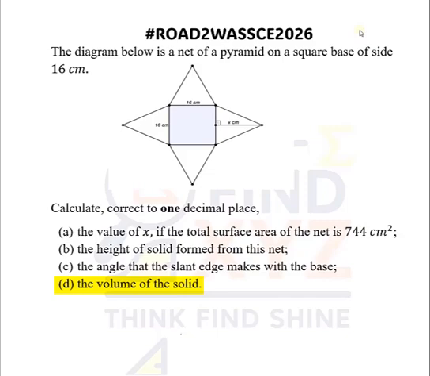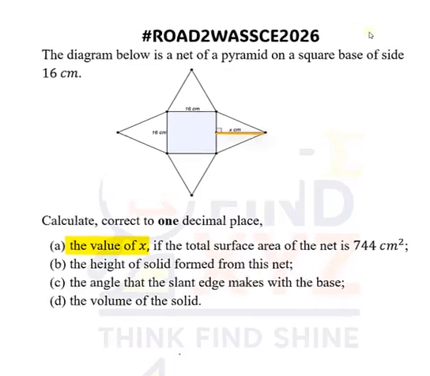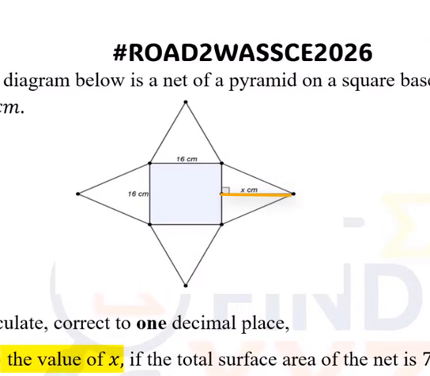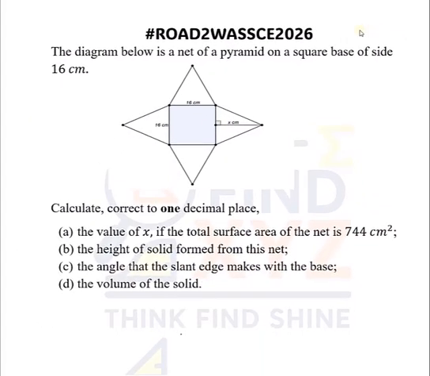Now the first thing, the value of x. What does x represent? x represents the height of the triangle. Since the triangle is attached to the square and the square has side of 16 centimeters, it means that the base of this triangle will also be 16 centimeters. Now we've been given the total surface area of the net to be 744 centimeters squared. So what we can do is sum all the areas and equate it to 744.